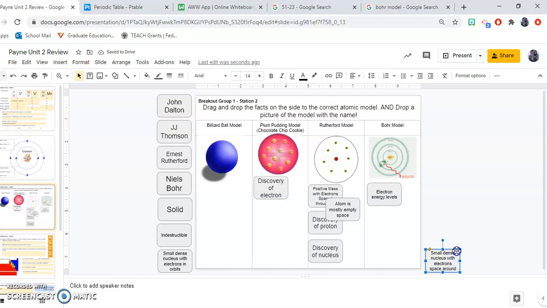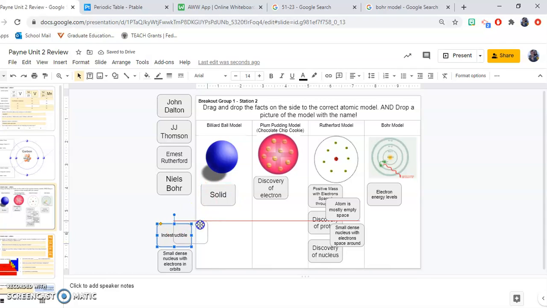And then small dense nucleus with electrons spaced around it. Again, I'm going to say Rutherford, right? Rutherford did a lot for us. He found out the emptiness. He found out it can pass through and all of that. So let's go ahead. Solid, right? Our solid is actually going to go to the billiard ball model. He thought that the billiard ball model was completely solid and would not break, right? AKA indestructible.